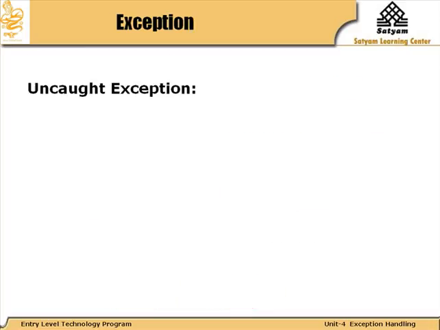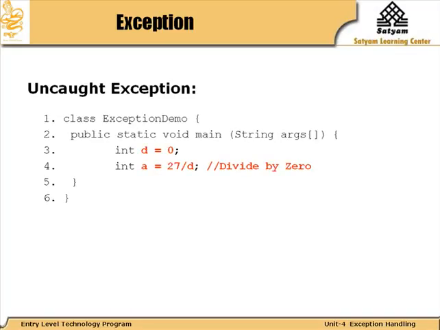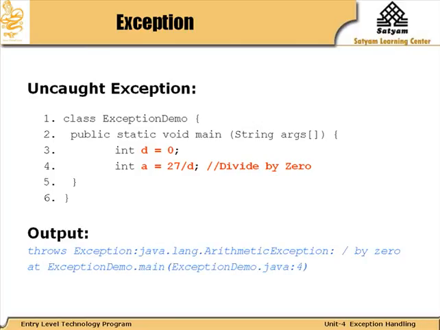Here is a simple example to check what a runtime error is. In this example, I am dividing a number 27 by d, whose value is 0. Once the JVM executes this statement, it throws an error as you see in the output. It says that there was an ArithmeticException: divide by 0 at class ExceptionDemo, main method, in file ExceptionDemo.java, line number 4.